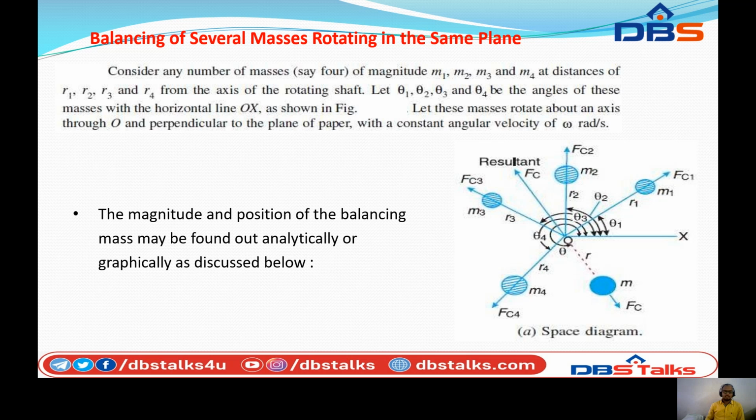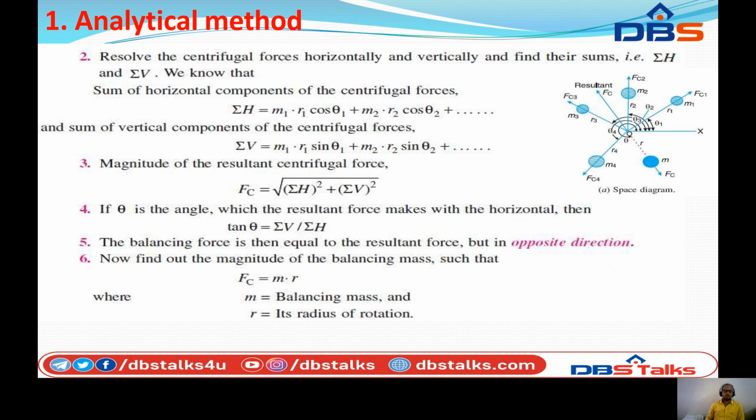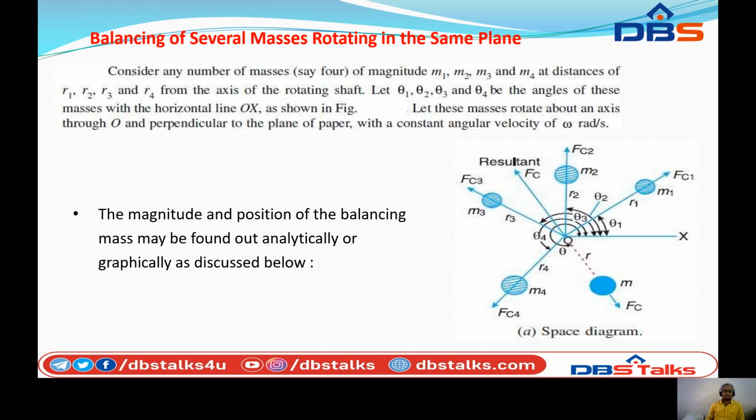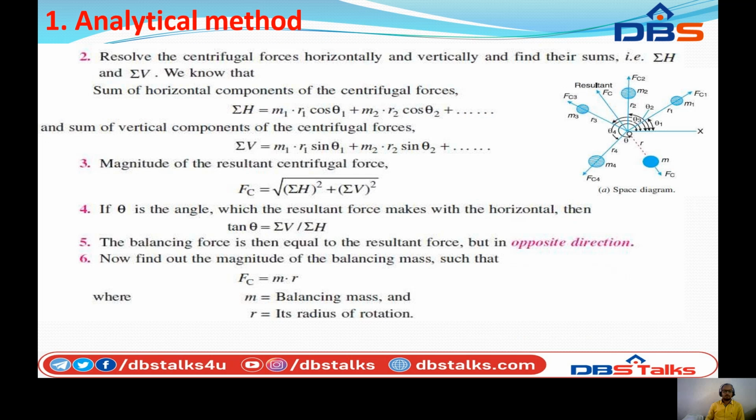So the resultant masses are constructed here with two diagrams, one is the space diagram based on the positions of the masses, and the other is the vector diagram. The vector diagram will reveal the position of the balancing mass. Then let us solve for the magnitude and direction of the balancing masses analytically.